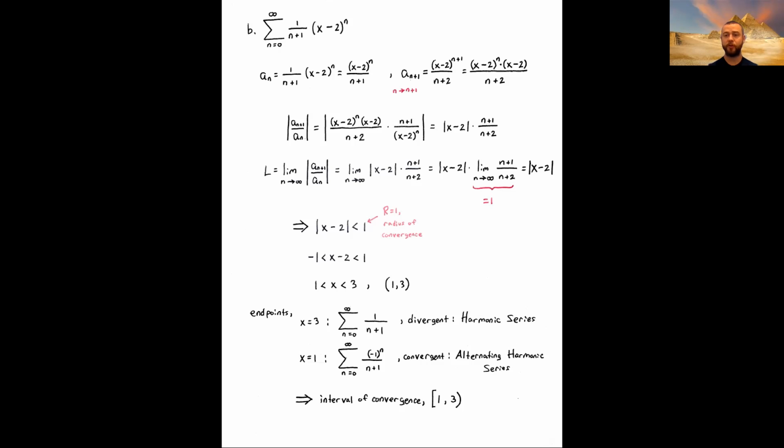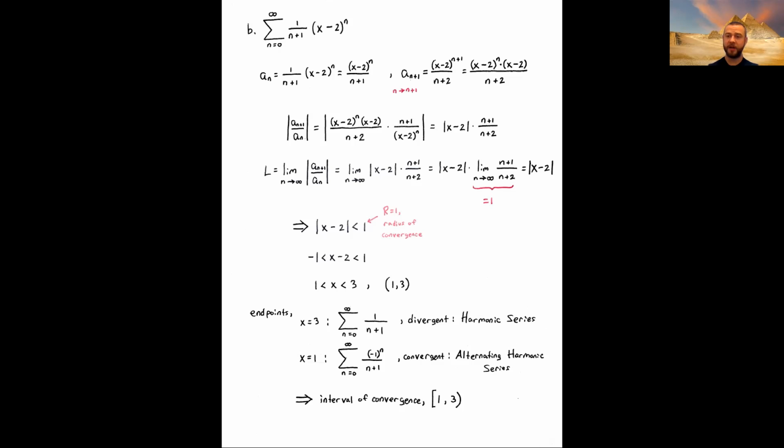and just look at the much simpler looking limit, the limit as n approaches infinity of n plus 1 divided by n plus 2. That has a very simple limit. If you want to be technical, you could apply L'Hopital's rule. Hopefully you can quickly see, since the highest powers of n are equal, the limit should be the ratio of leading coefficients, 1 over 1. And we find that our value for L, the limit, comes out to be absolute value of x minus 2 times 1, which is just absolute value of x minus 2.